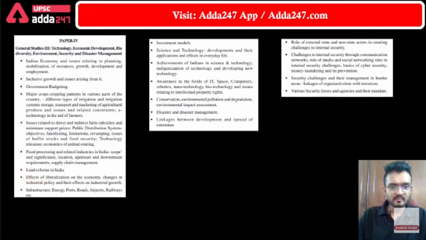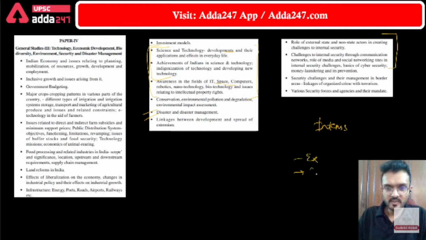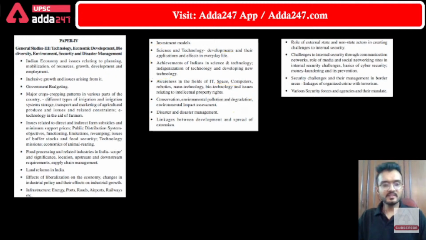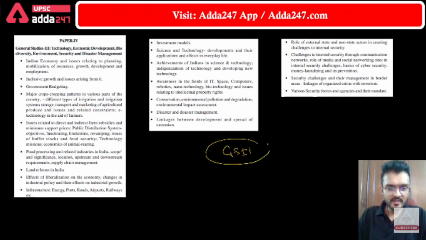So apart from the economy, there is science and tech, and in science and tech there are nanotechnology, IT, space, computers, robotics. All such topics are included in our syllabus. And there is disaster management. After it, the focus is given on internal security and the problems faced by the country in terms of internal security. Like there is the issue of extremism, nationalism, communalism. So all such topics are included in Paper 3. So basically this is the whole syllabus of Paper 3, and here many subjects are included.